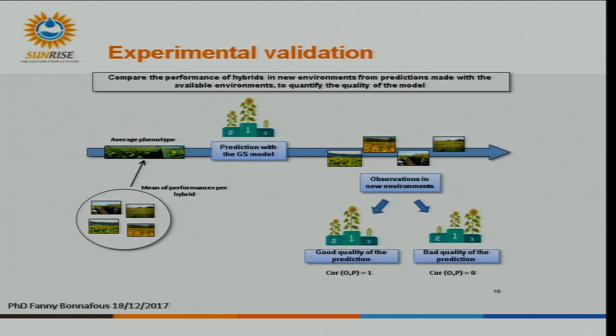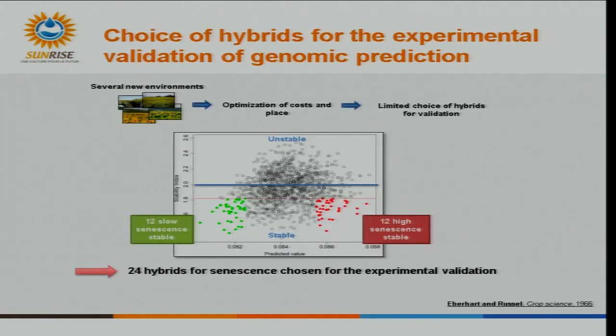Then we can grow the hybrids in new environments. We measure the senescence, and we check if the prediction matches the observation. And then it's a correlation on the ranking. And here we have, if we have a good correlation, like here at 1, or we can have a bad correlation, and we see if our model is correct.